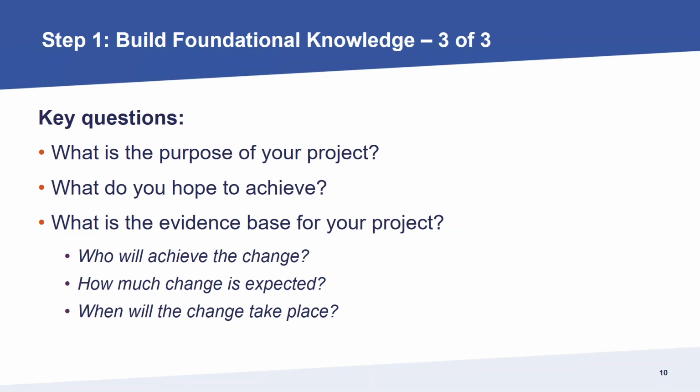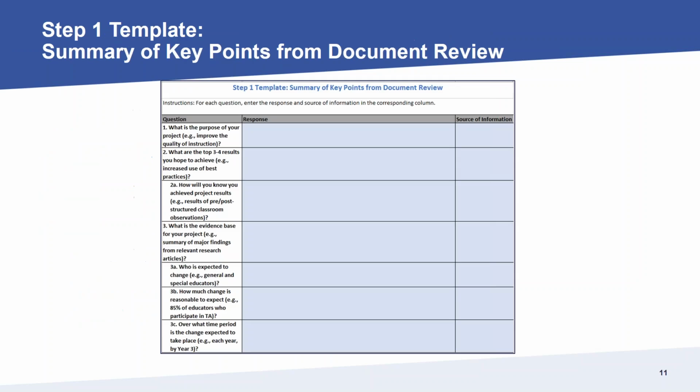And lastly, when will the change take place? The project performance measures need to identify a time frame for when the change will occur. Again, research literature and information on assessment, scales, or other instruments may help you gauge how long the change process might take. Each project team will determine what is reasonable for their work.